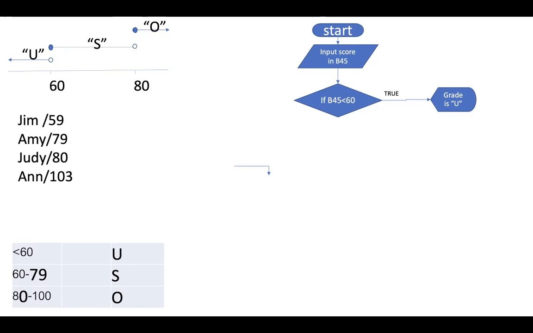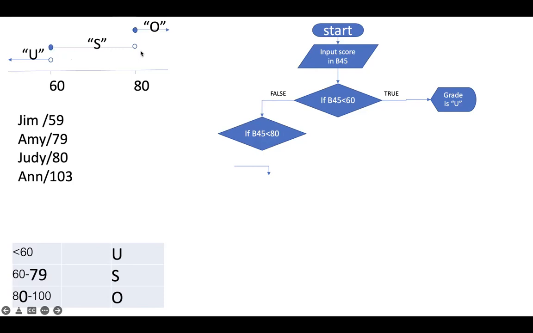For example, if the score is, let's say, 85, it is not less than 60, right? And also 85 is not in S grade too. So that's why you have to check first. When you check, you go to have another decision making, another diamond shape. In this diamond shape, we check for the second range, because we passed the first range already.